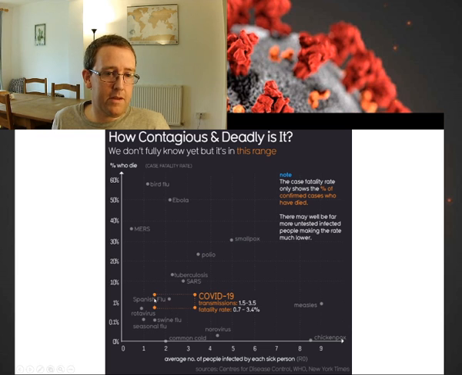Now, we don't quite know where in that box COVID-19 lies yet, right? But if we look at where seasonal flu is here, seasonal flu is a good comparator, but it's a little bit less infectious and a little bit less deadly. So that's gone from one, the average number of people infected by each sick person with seasonal flu, to somewhere around 2 as the best estimate for COVID-19.